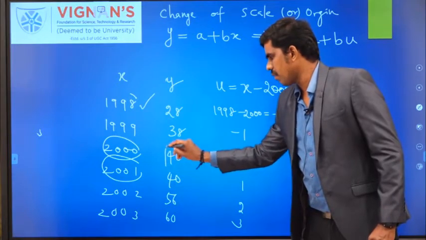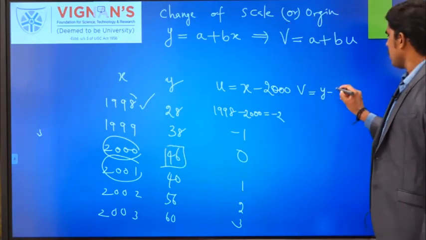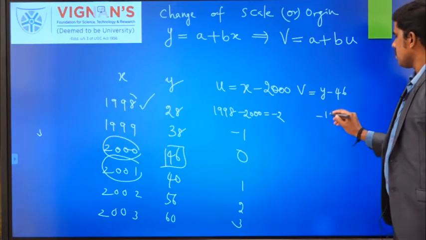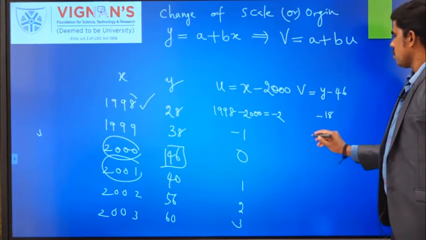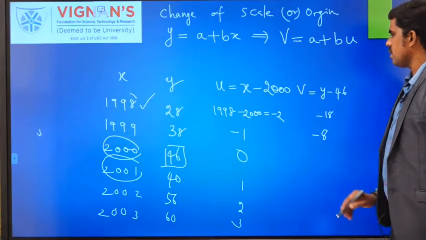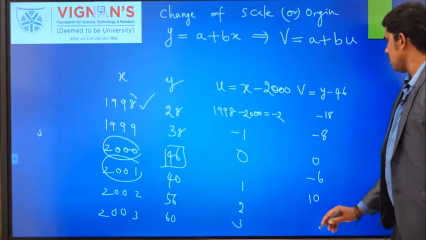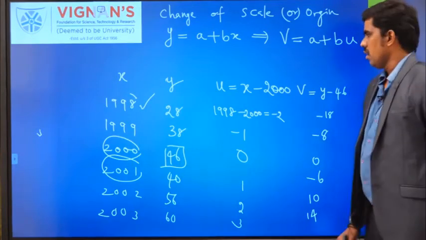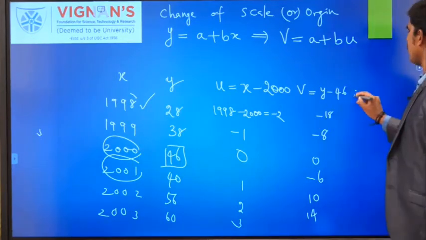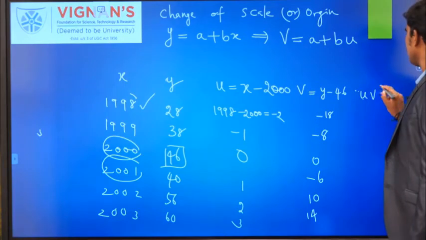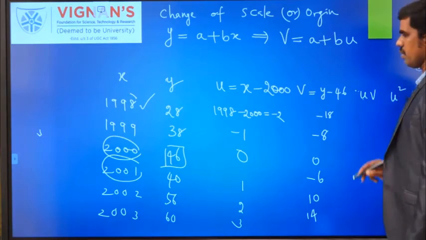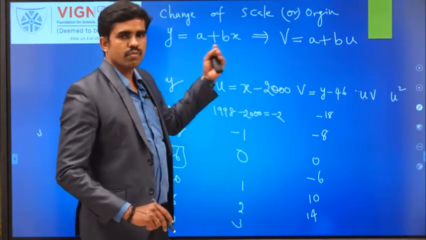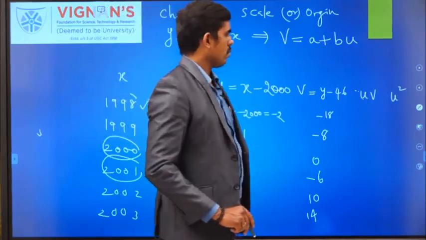So I am selecting 46 here. y minus 46: 28 minus 46 is minus 18, 38 minus 46 is minus 8, then 10, and 60 minus 46 is 14. In this way you can find v. You then have to find uv and u square, which will be useful in solving the normal equations.